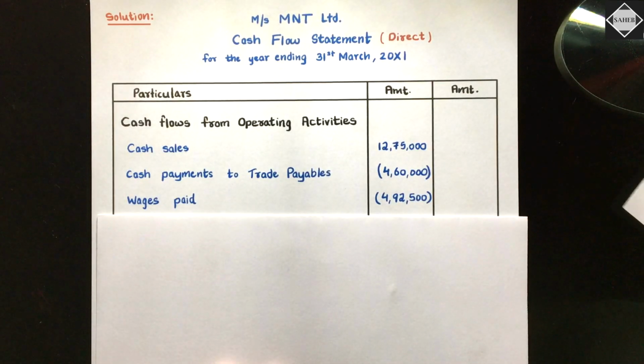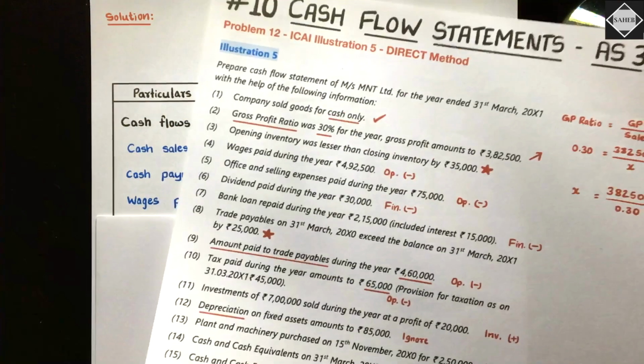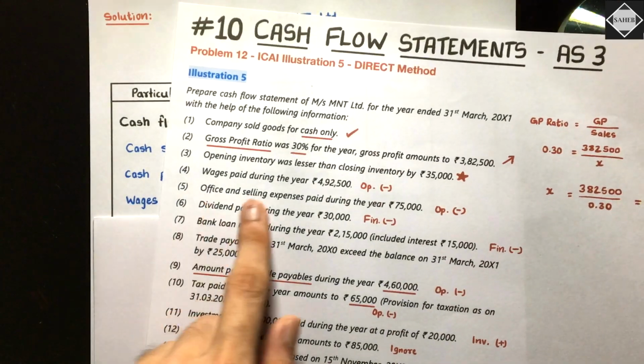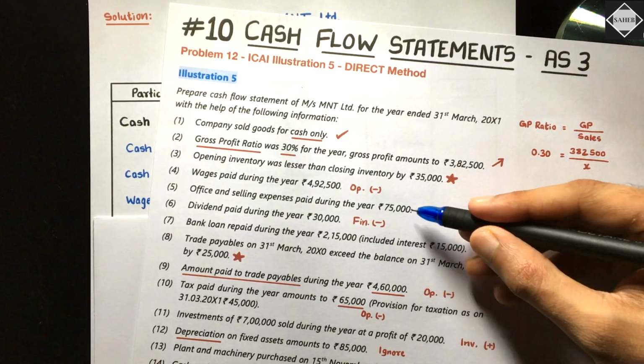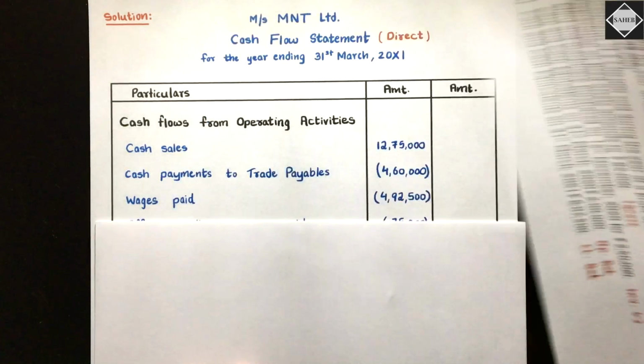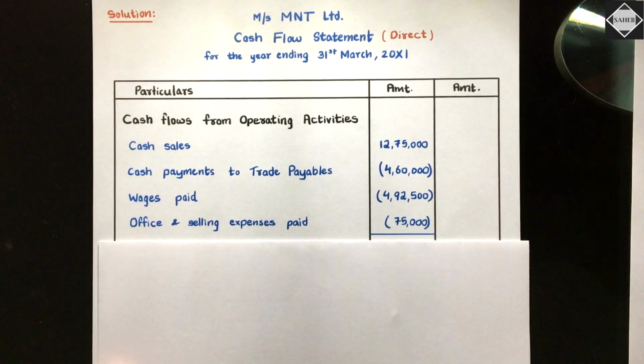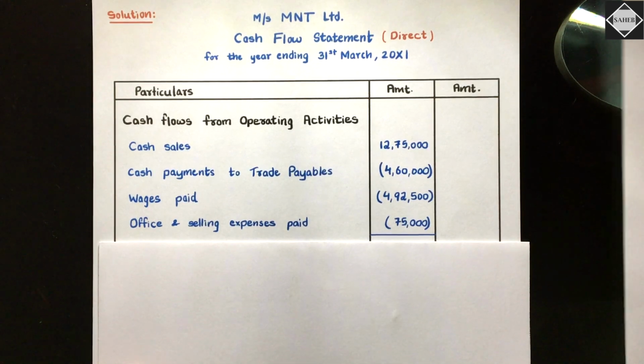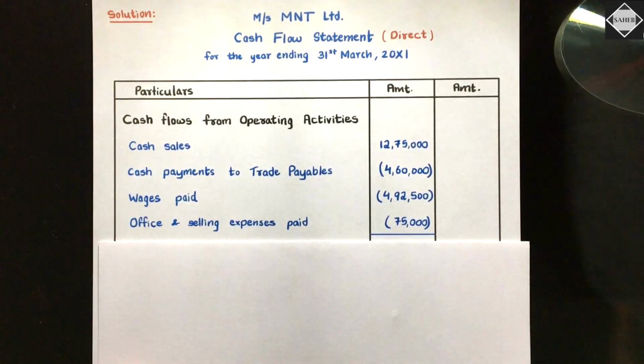Okay, 4,92,500. And then the question told us we have what? Office and selling expenses paid during the year 75,000. So 75,000 we will subtract. Office and selling expenses paid. Is it clear? Okay. After this, do we have anything regarding operations in the question?